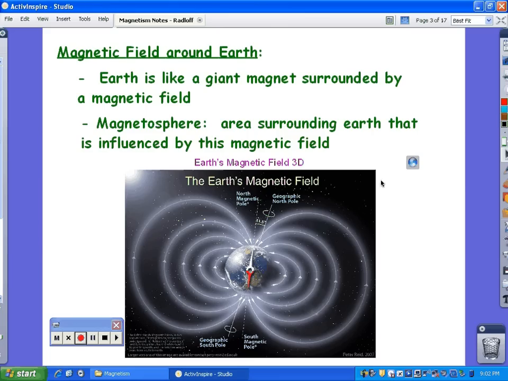The magnetic field around the Earth is known as the magnetosphere. Earth is basically a giant magnet. It creates a giant magnetic field that extends into space. The reason that the Earth is like a magnet is the core. The core is iron and nickel, probably some cobalt too. And as the Earth turns, it's creating a magnetic field because the metal inside the Earth is also turning or moving.